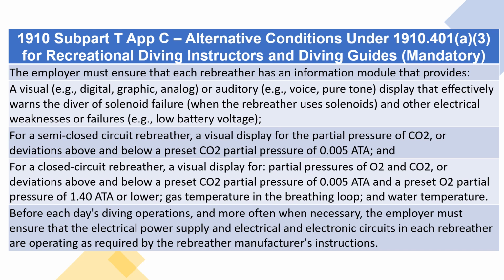For a semi-closed circuit rebreather, a visual display for the partial pressure of CO2, or deviations above and below a preset CO2 partial pressure of 0.005 ATA, and for a closed circuit rebreather, a visual display for partial pressures of O2 and CO2, or deviations above and below a preset CO2 partial pressure of 0.005 ATA and a preset O2 partial pressure of 1.40 ATA or lower, gas temperature in the breathing loop, and water temperature.